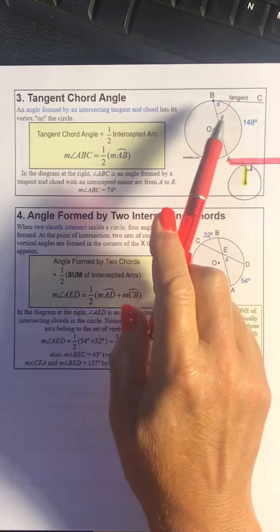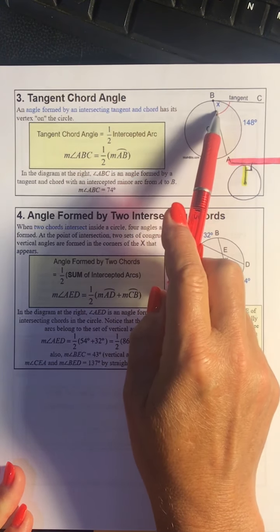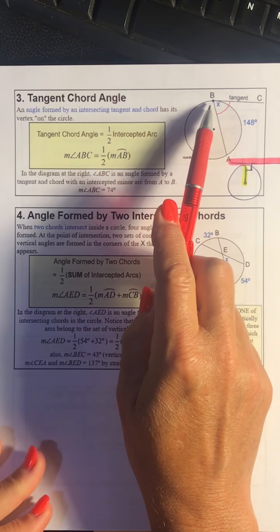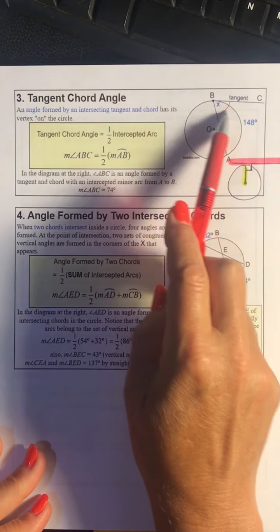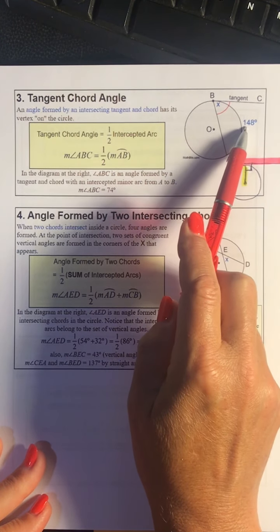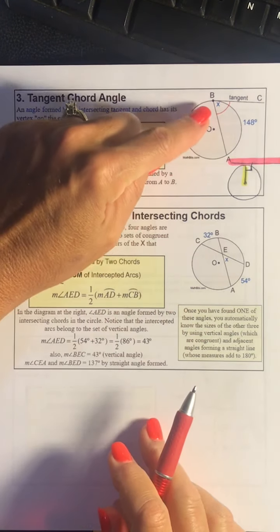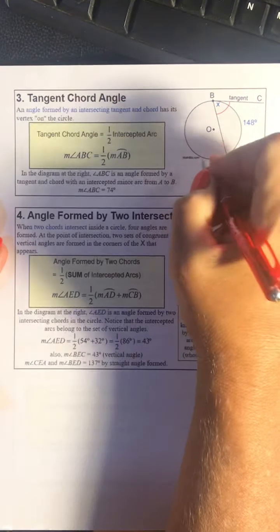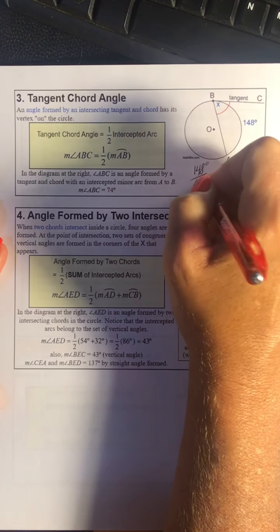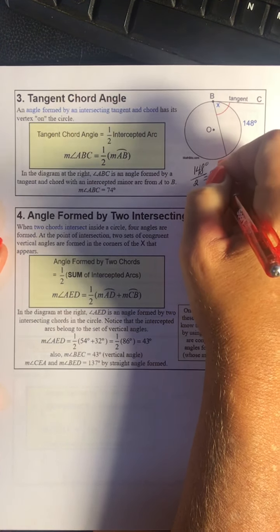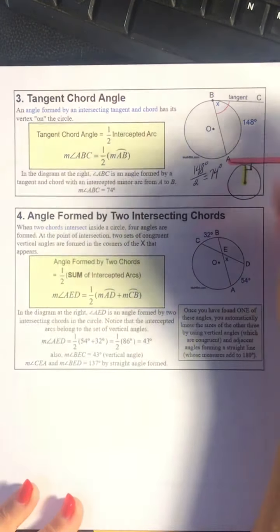Okay, but this tangent to this chord is still nothing more than an inscribed angle. And we know that the arc was twice as big as the angle. So we simply take the 148, cut it in half, and we know that this would be 74 degrees, because it is nothing but an inscribed angle. This is the special case.